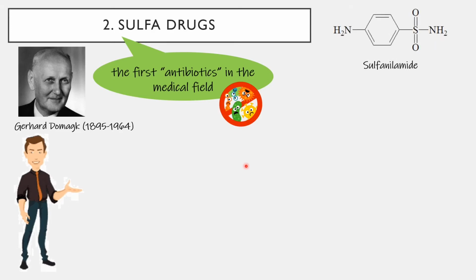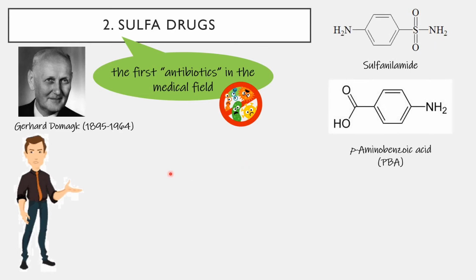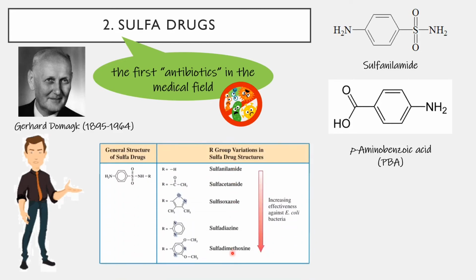Sulfanilamide inhibits bacterial growth because it is structurally similar to PABA. Sulfanilamide acts as a competitive inhibitor to enzymes in the biosynthetic pathway for converting PABA into folic acid in these bacteria. Here are the most common sulfa drugs: sulfanilamide, sulfacetamide, sulfisoxazole, sulfadiazine, sulfadimethoxine.